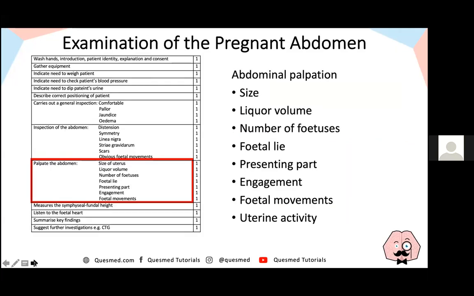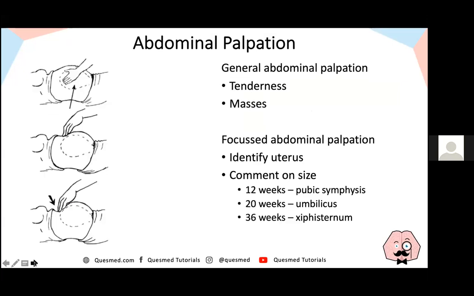And we then move on to abdominal palpation, and there's a few stages to this, so we'll go through each stage in turn. So we normally do a general abdominal palpation, and as in any abdominal palpation, we're looking for tenderness and we're looking for masses. And we then perform a more focused abdominal examination, and here we're trying to identify the borders of the uterus. So I normally start by putting my hands either side of the abdomen and just palpating where the actual borders of the uterus is.